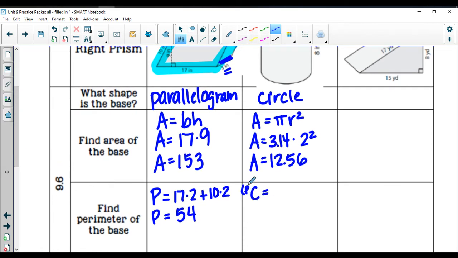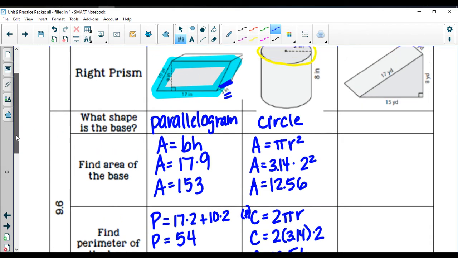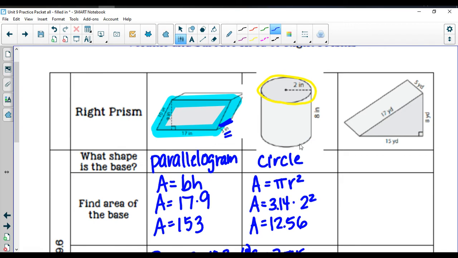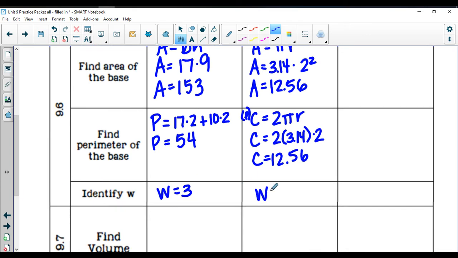My perimeter is found by actually doing the circumference. So we're going to put a little p here to remind us. Circumference formula is 2 pi r. Again, I want the number value, so I'm going to replace pi with 3.14 times 2 times 2. Multiplying those, I'm also going to get 12.56. W is the final piece that I need. There's a circle on the top and a circle on the bottom. What's connecting them together? That would be right here with the 8. So my W is equal to 8 for this one.